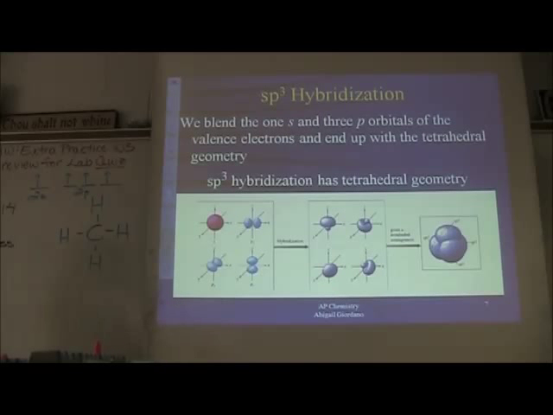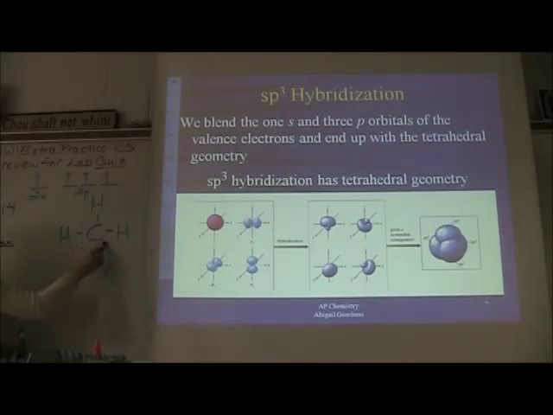Here is what you will be responsible for on a test question. I will give you, maybe it's a multiple choice question, maybe it's free response. You look at a Lewis structure and I would ask you, what is the hybridization around that carbon? Here's what you would say.